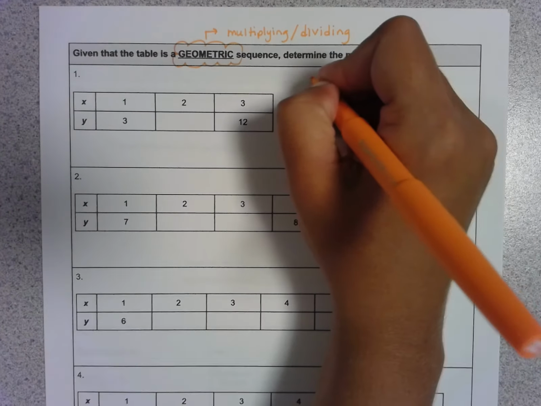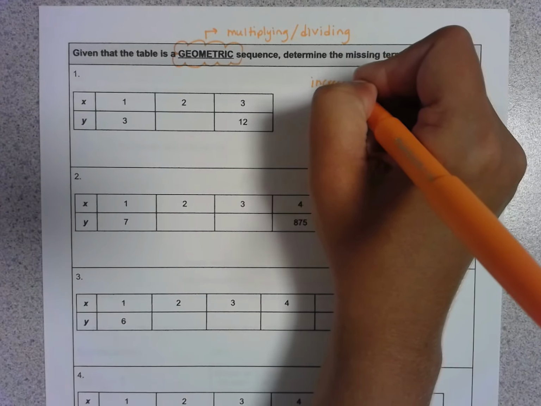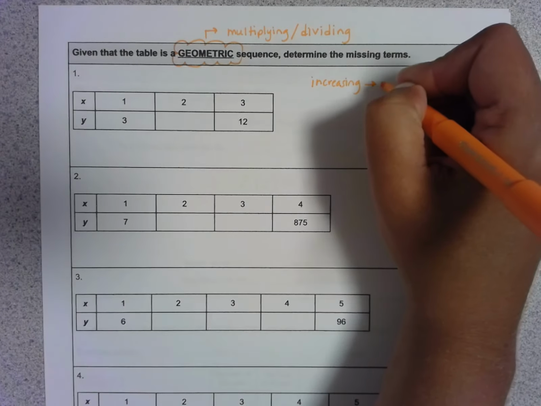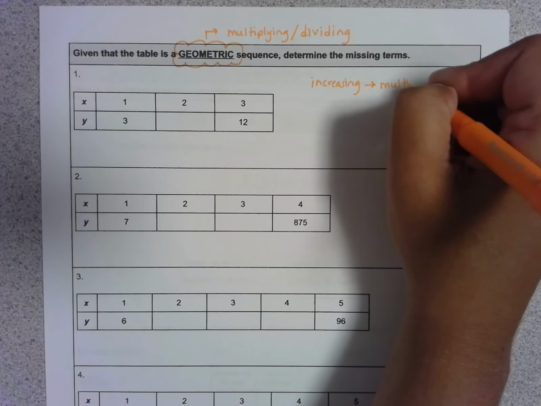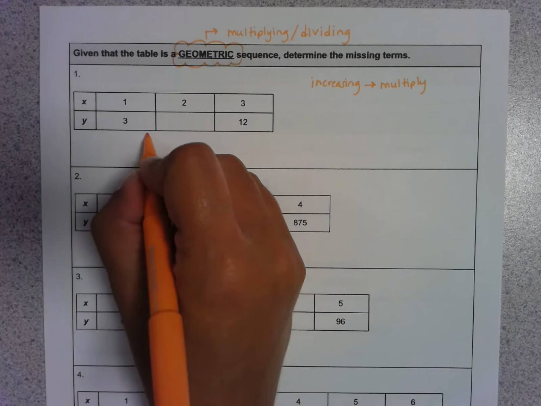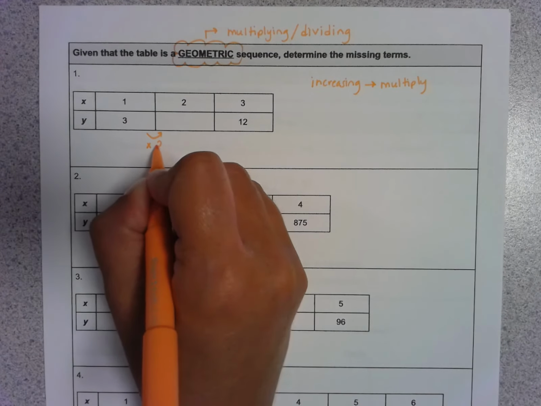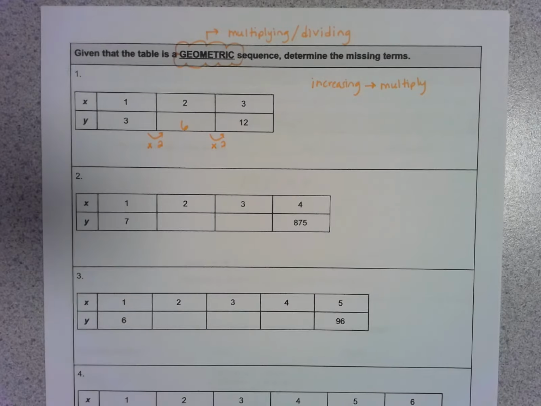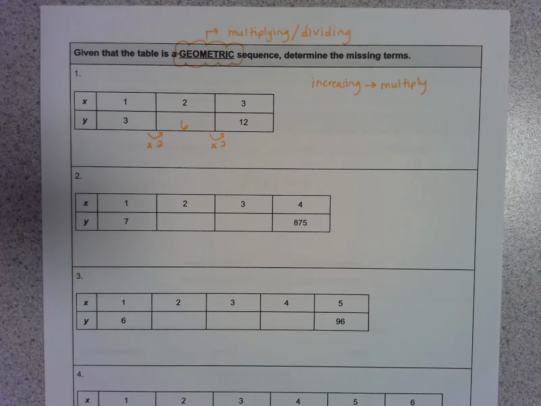The first thing I notice is that this is an increasing pattern. We're going from 3 to 12, which means I'm going to use multiplication. Again, a calculator can be really helpful here, but let's just start by guessing maybe the number 2. If I multiply by 2, I get 6. And if I multiply by 2 again, I get 12. So we were lucky and that works.